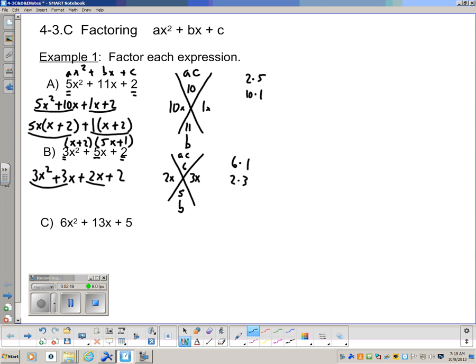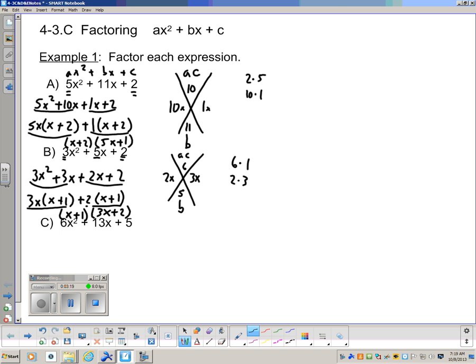So the GCF of those first two is a 3x. What's left? x plus 1. Over here, the GCF would be a 2. What's left? x plus 1. So now I'm looking at these two terms, thinking what they have in common. Oh yeah, they have the parentheses in common. And what's left over in front? 3x plus 2. So there it is factored.